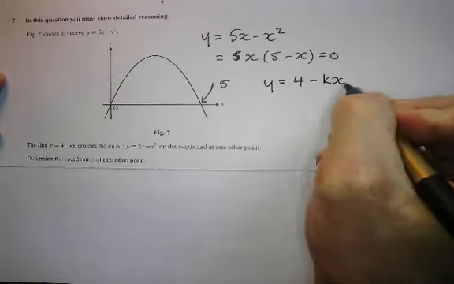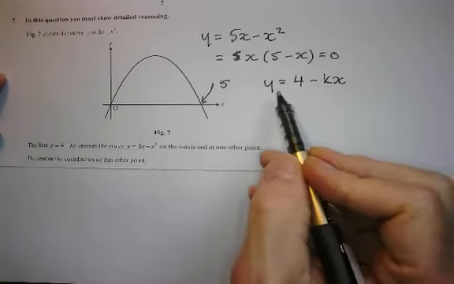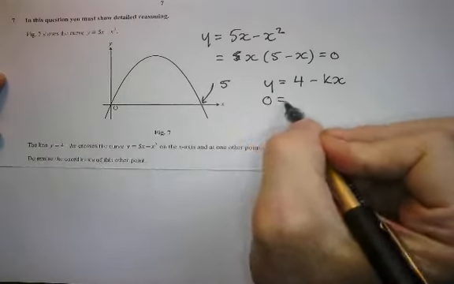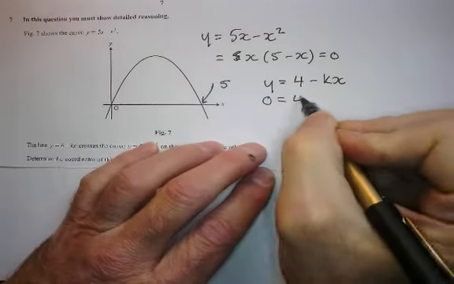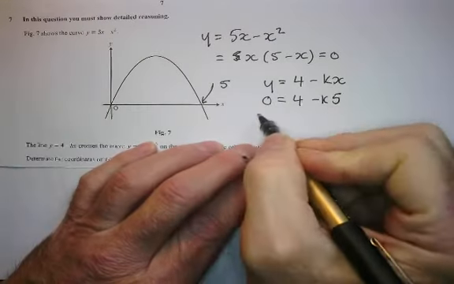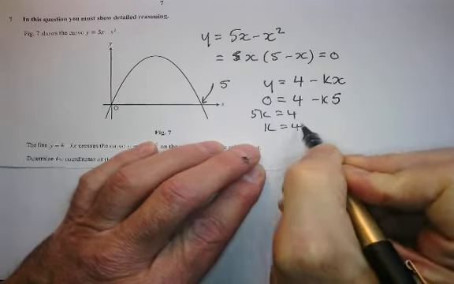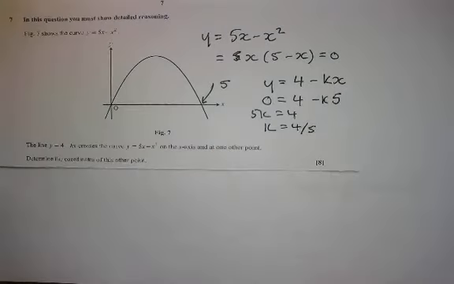So that's my point it cuts there, which then tells me I can work out y equals 4 minus kx. I know actually that in this particular I've got a coordinate point, so when y is 0 there's no height gained. It's 4 equals k times 5. So by carefully rearranging this I get 5k equals 4, k equals 4 over 5.